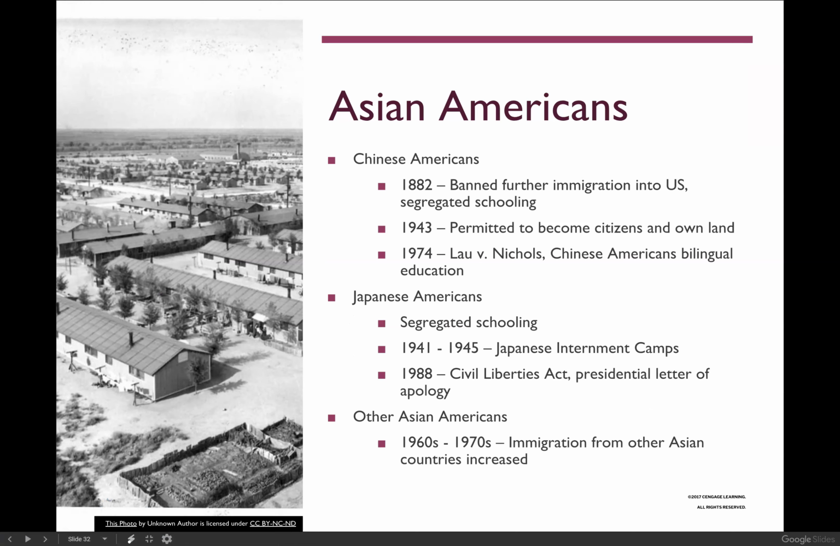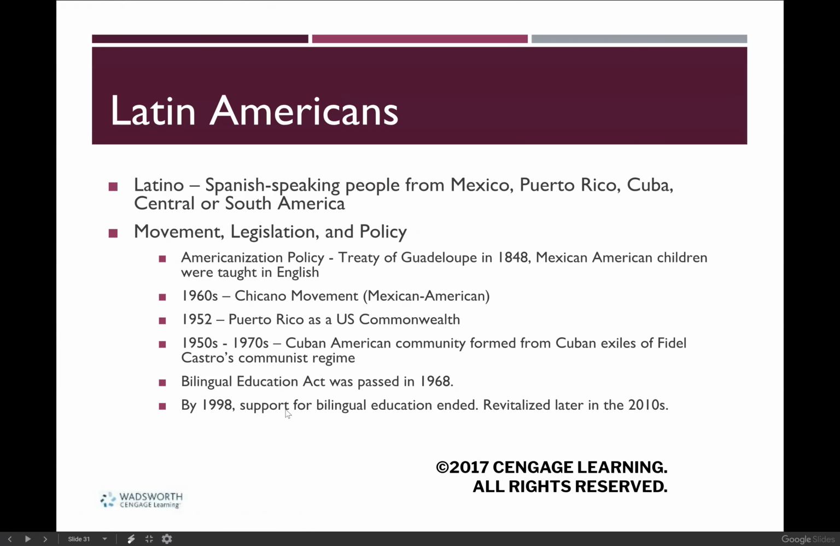Negatively affected. Asian Americans. So Chinese Americans, in 1882, they were banned. They were not allowed to come to the U.S. If they were already here, they could not be in the same rooms as other people. And it wasn't until the 1940s that they were allowed to become citizens or even own anything. And 1974 is when Chinese Americans were allowed to be educated in their language so that they can learn properly and then learn English. And so that, like I said, went hand in hand with these bilingual education movements from Latin Americans.